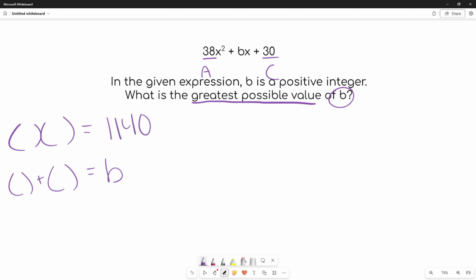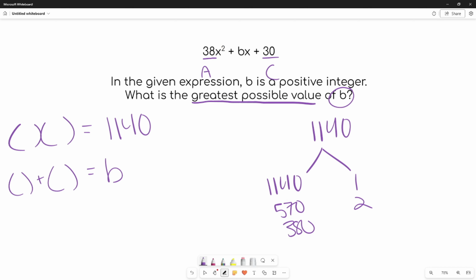Now first, let's find out what two numbers can even multiply to 1140. We know it could be 1140 times 1. It could be 570 times 2. It could be 380 times 3. And then whatever times 4, whatever times 5, so on and so forth, right? Now we know that any of these two numbers added together could be b. So let's try adding all of these together.